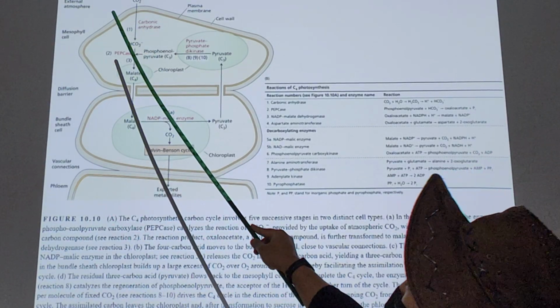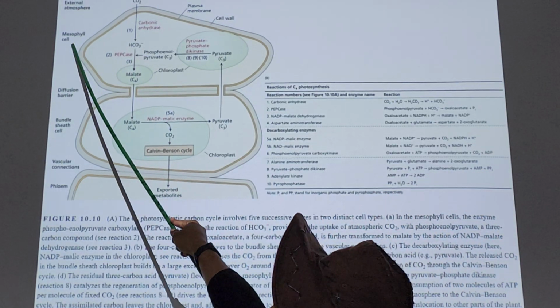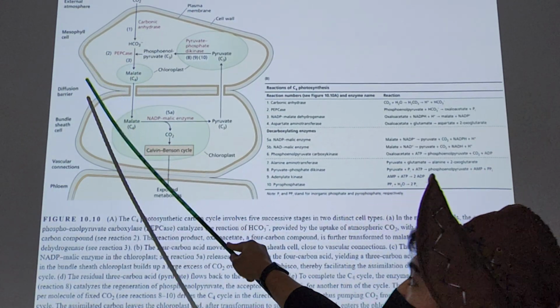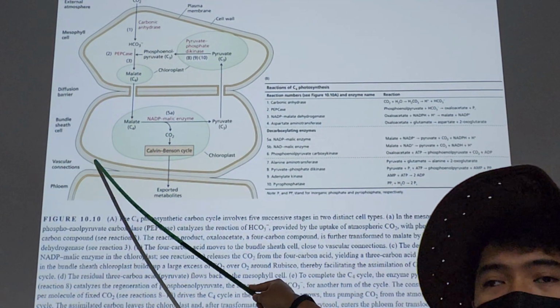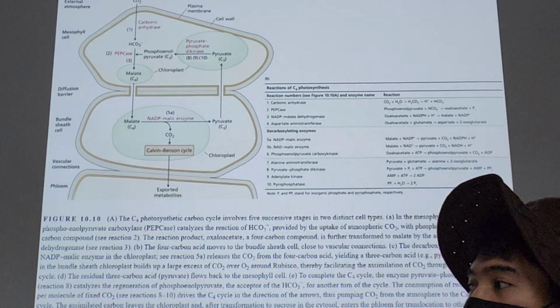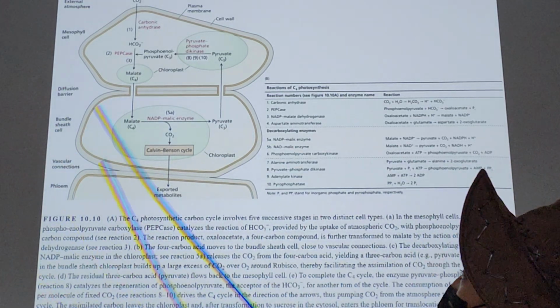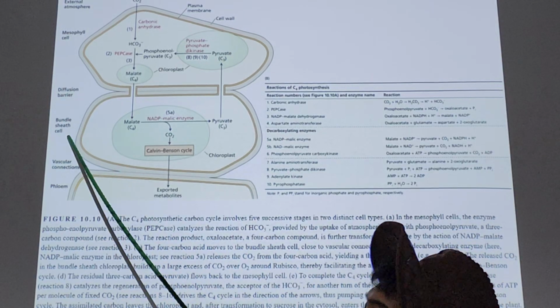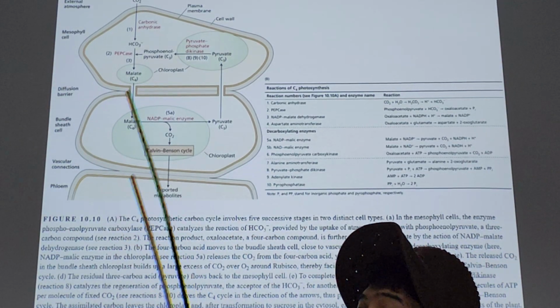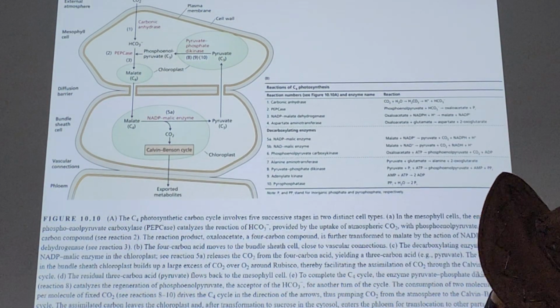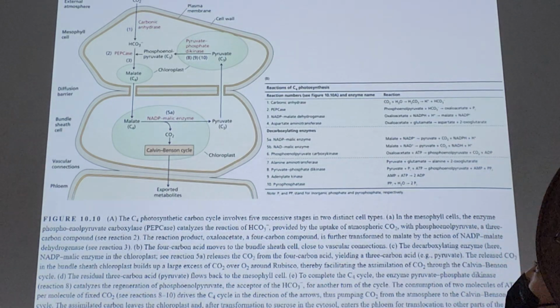You can see there is the mesophyll cell and the bundle sheath cell. This is rather different, because previously you only learned about the mesophyll cell. And suddenly there is another cell now. Yeah, they got a function. So let's go through this.